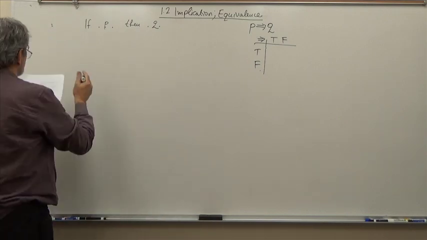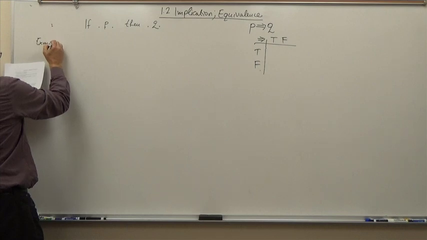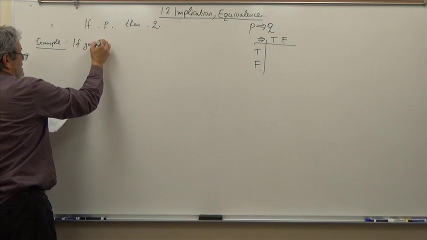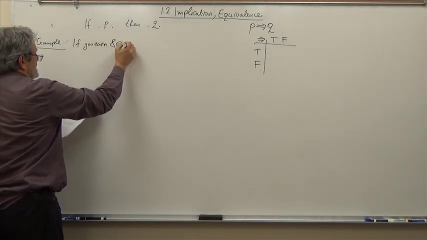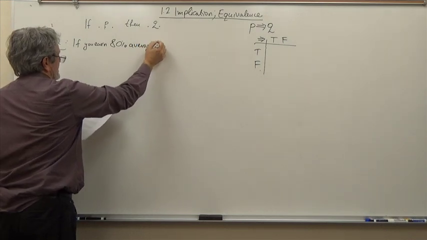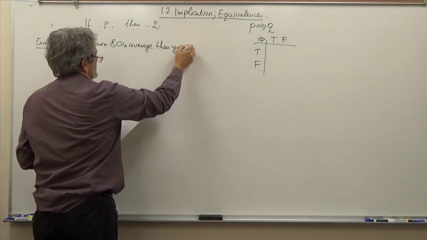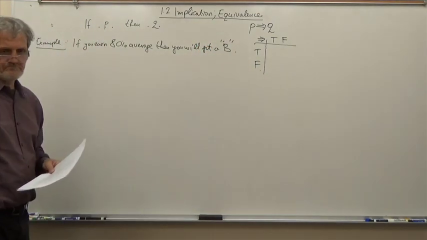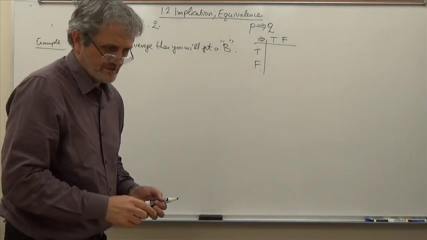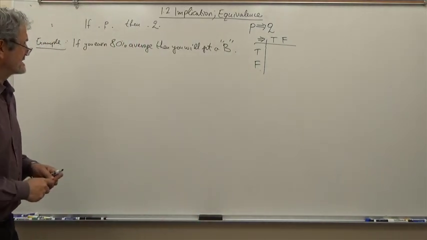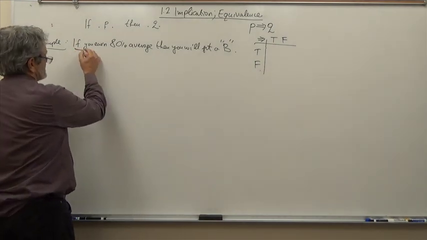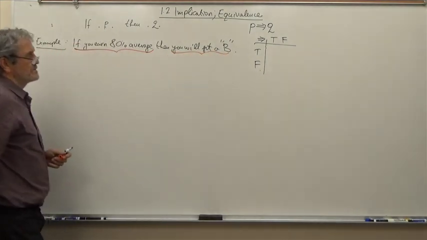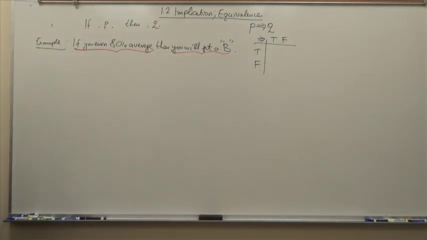So here's one example to justify that. Example: if you earn 80% average, then you will get a B, a grade of B. So for example, that's what's really stated in the syllabus. So generally, if you think of this as a P statement, and this as a Q statement, you really have this if-then structure.